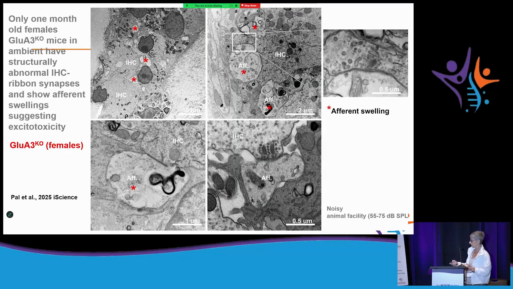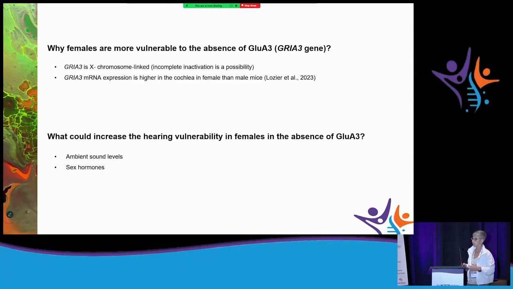And just to show you that the female mice have what we call the swellings that are characteristic of this excitotoxicity. So this is a normal looking synapse at the electron microscope. And when you see these swellings, those are abnormal synapses, potentially related to excess of calcium and sodium. So the question is, why are the females more vulnerable? So far I have not been able to tell you, we still don't know why.